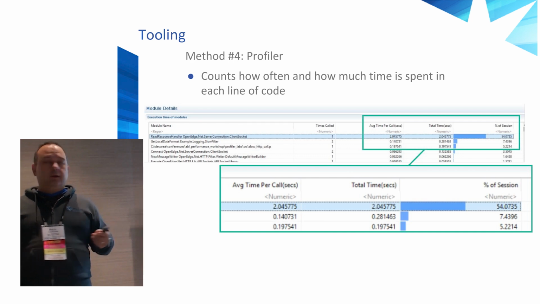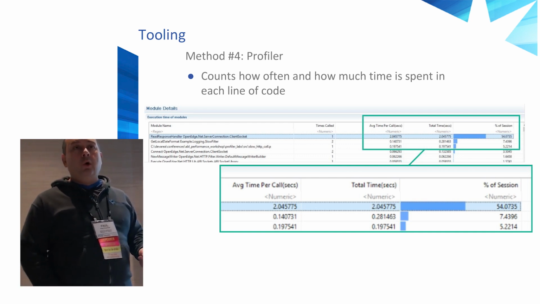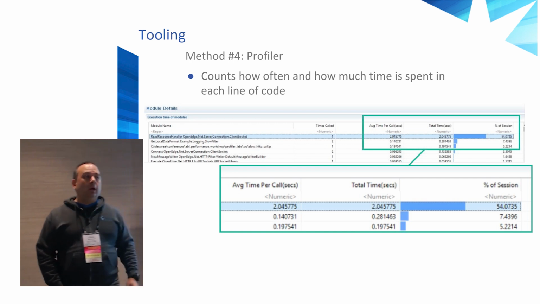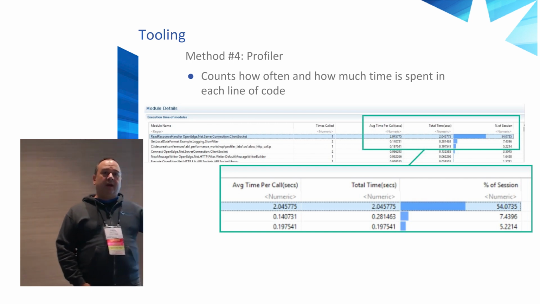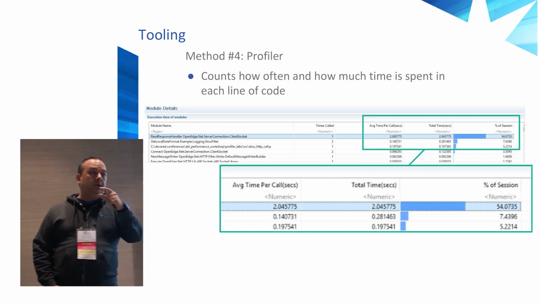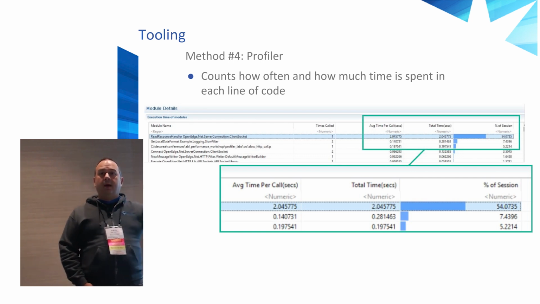What does the profiler do? It tells you how many times you run each line of code and how much time you spend in each line of code. So what's interesting is you might find that you're running the same line of code 100 million times. So the query itself is not long. It only takes 10 milliseconds, but you're doing it 100 million times in a loop.